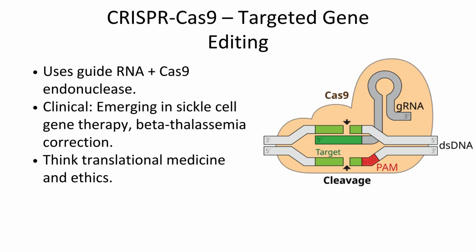Then comes the game changer, CRISPR-Cas9 gene editing. This revolutionary technology uses a guide RNA and the Cas9 enzyme to introduce specific cuts in the DNA at target sites. It's now being applied in gene therapy trials for sickle cell disease, beta thalassemia, and other inherited disorders. It also raises ethical and future medicine questions, a hot Step 1 angle.